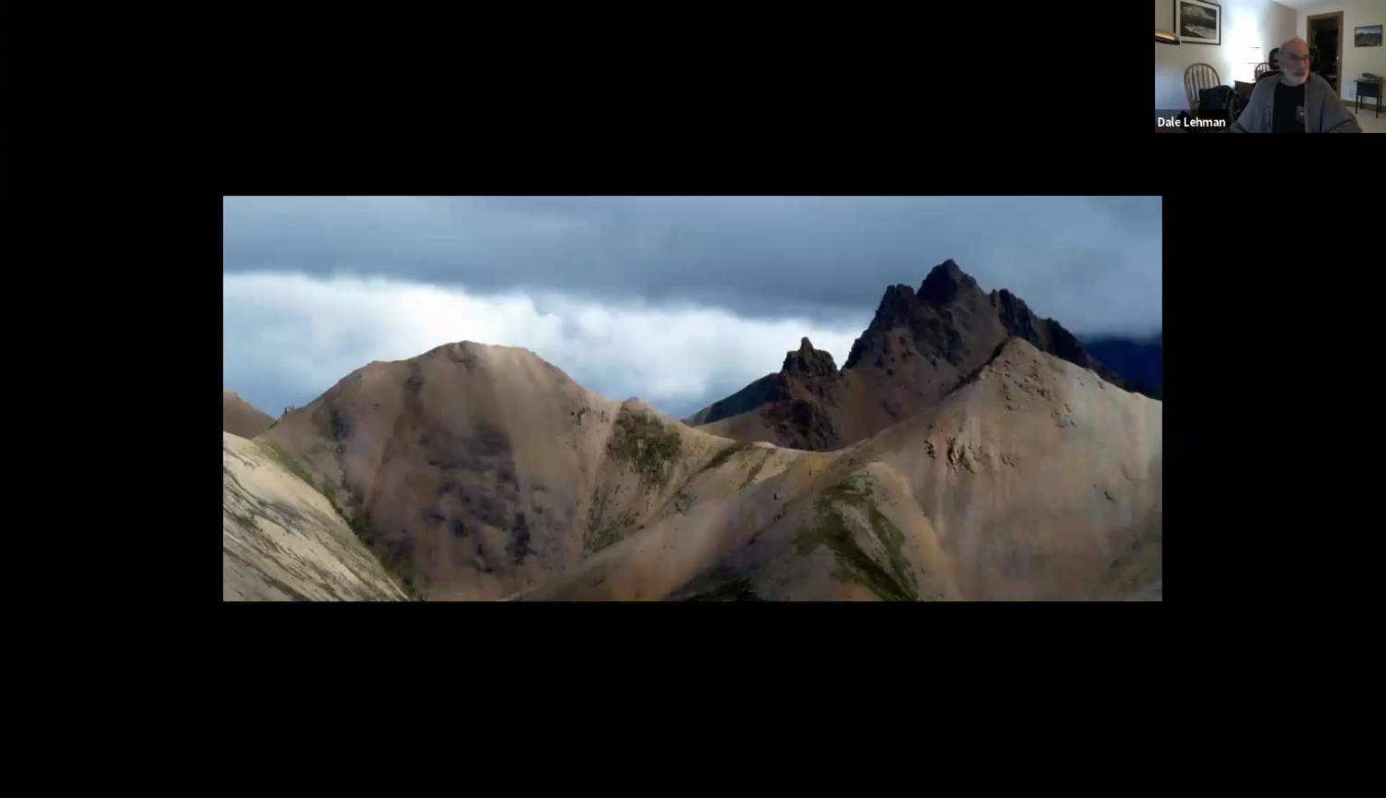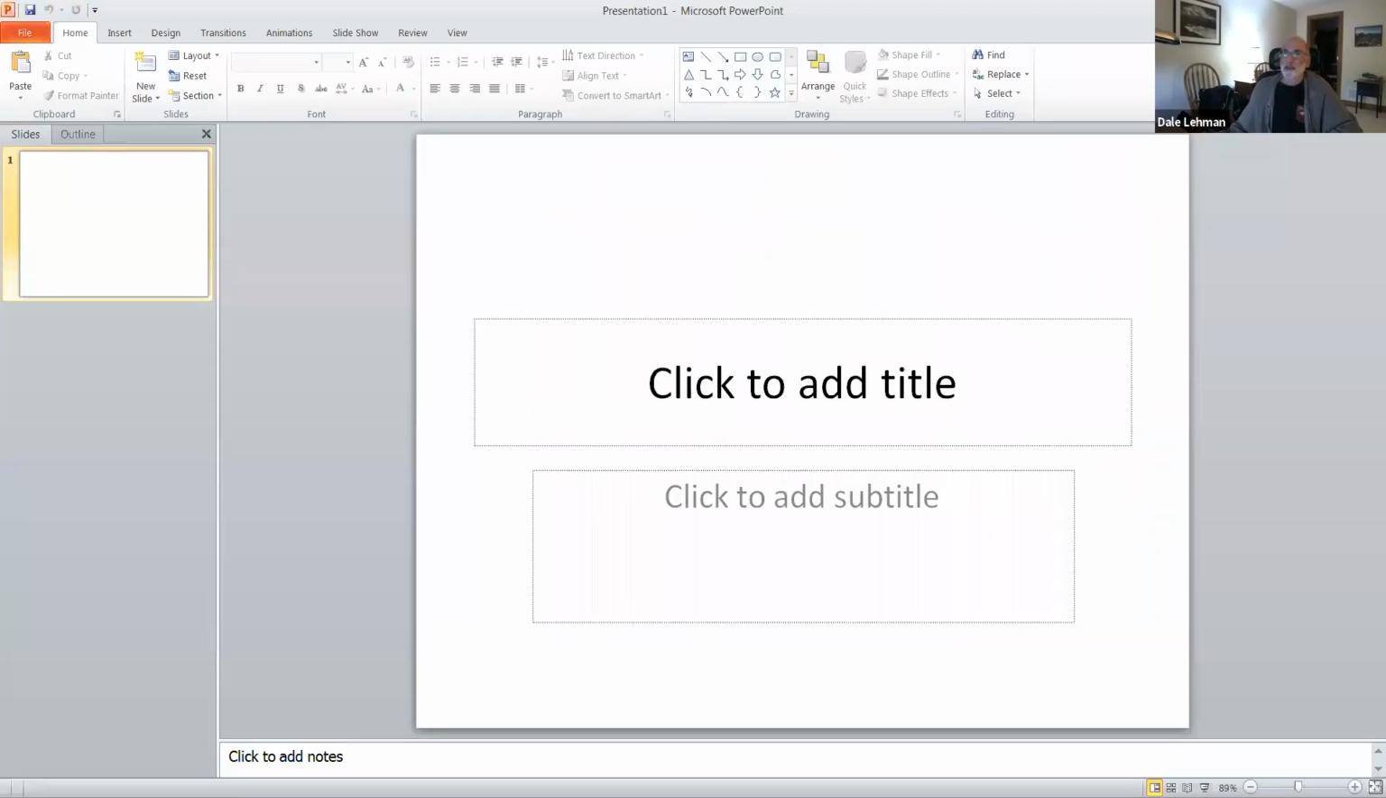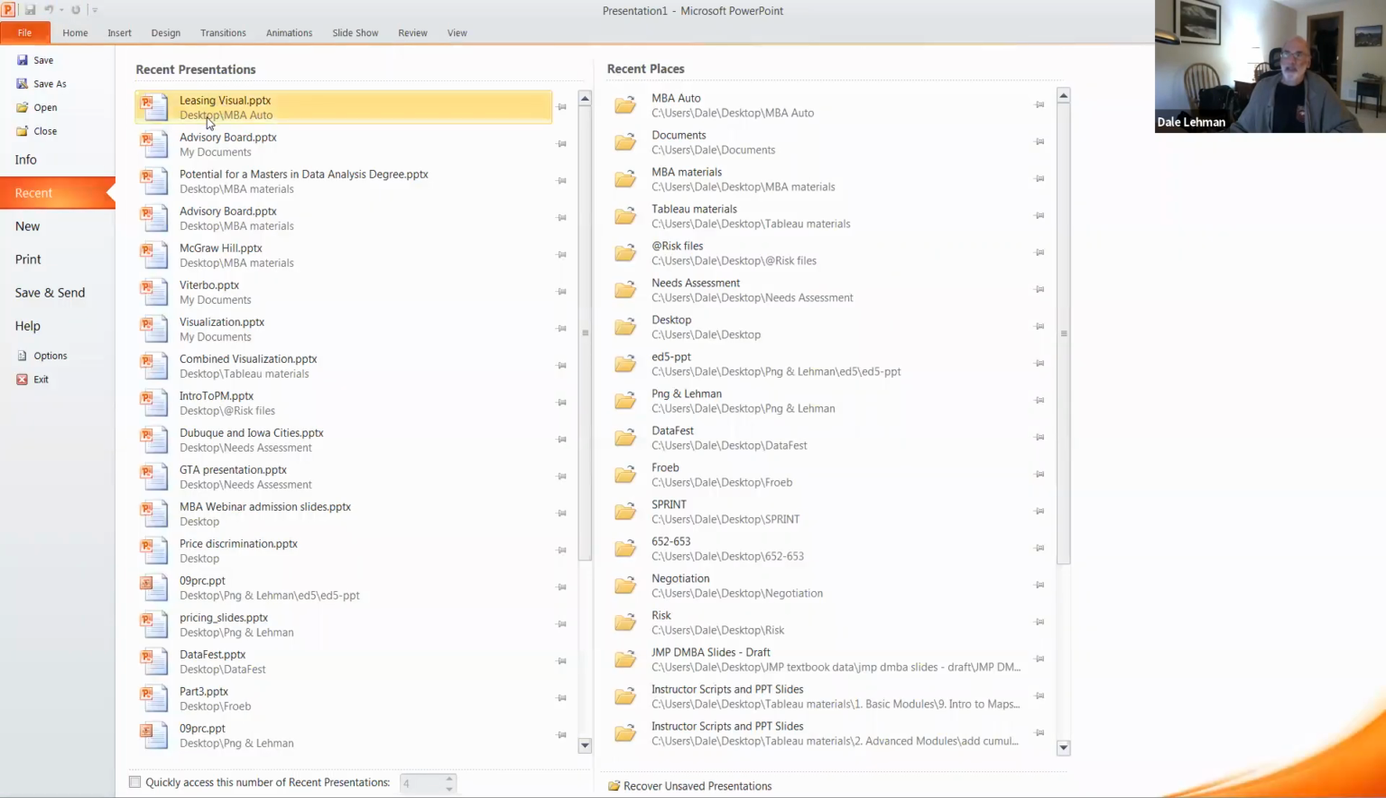So I've created a visualization for the leasing business here. And you will see it's a fairly complicated process. The business is not that simple.